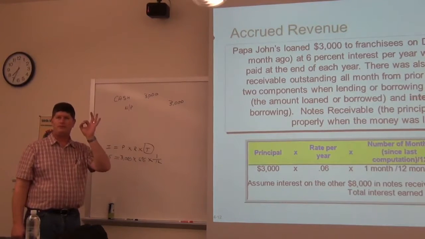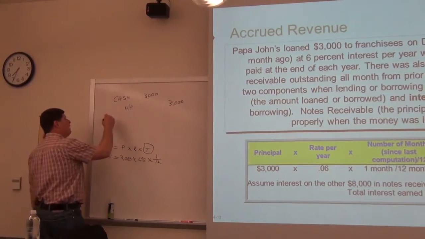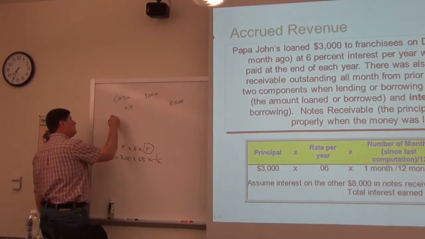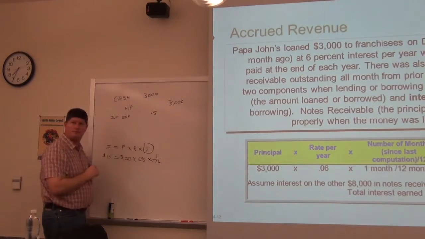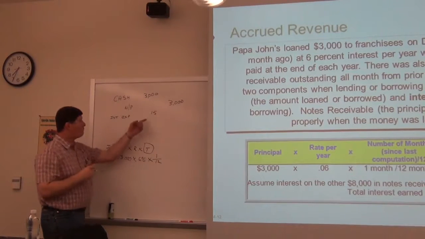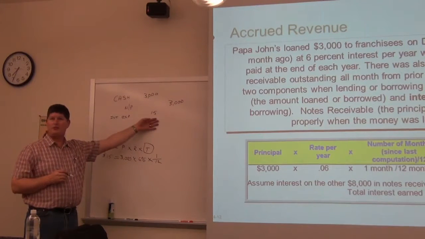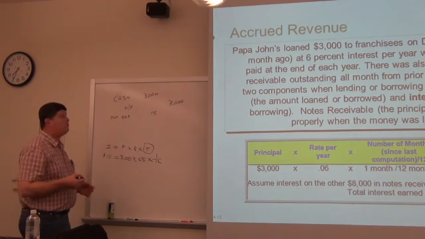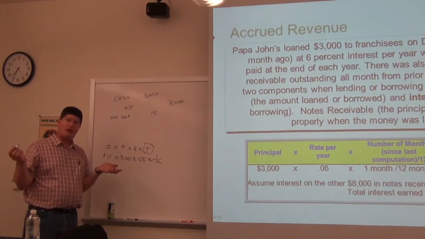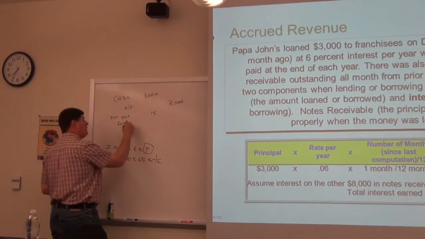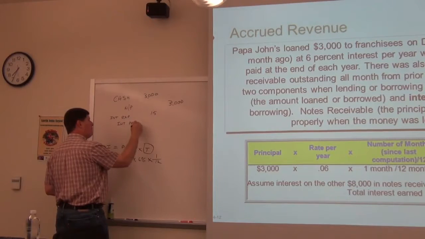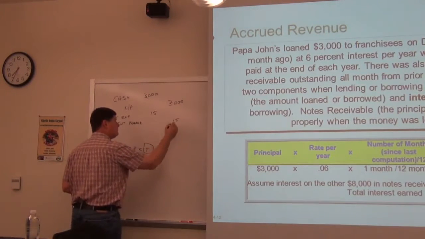Everybody good? Okay, 1 month goes by. I need to record the interest expense of $15. And what is it now? Have I paid the bank the interest? No, right? I owe them the money now. It becomes an interest payable of $15.